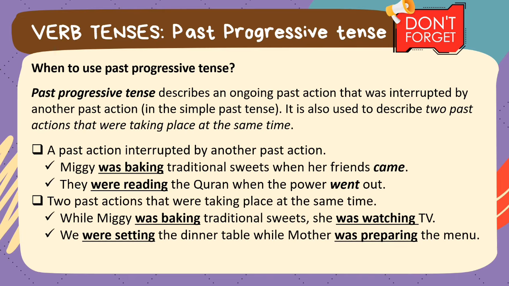Two past actions that were taking place at the same time. While Miggy was baking traditional sweets, she was watching TV. We were setting the dinner table while mother was preparing the menu. Notice how the be verbs was and were are used as helping verbs and then the ing verbs as main verbs in the sentence. That is how we make the past progressive tense of the verbs.